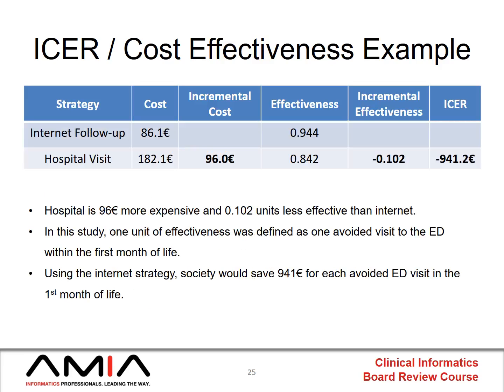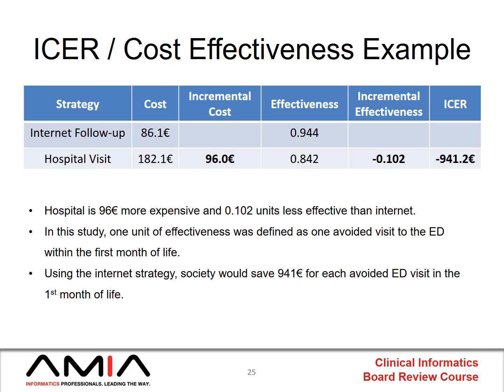And this is what they found. When they looked at the total cost of building the internet approach and amortized the cost over the number of patients seen with this technique, the internet follow-up cost about 86 euros, compared to the hospital visit, which costs the health system 182 euros. So you can see that the incremental cost of the hospital visit was in excess of 96 euros. But in terms of which one was more effective at preventing readmissions, the effectiveness of the top strategy was 0.944, and the effectiveness of the hospital visit strategy was 0.842.